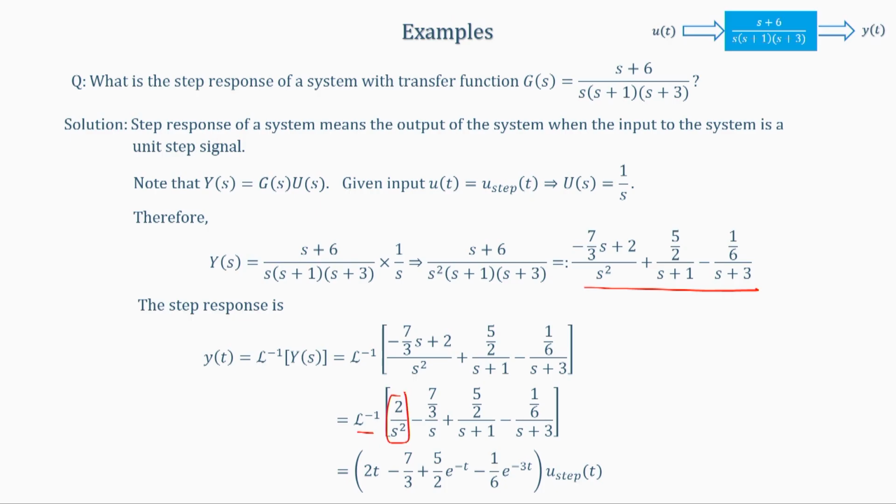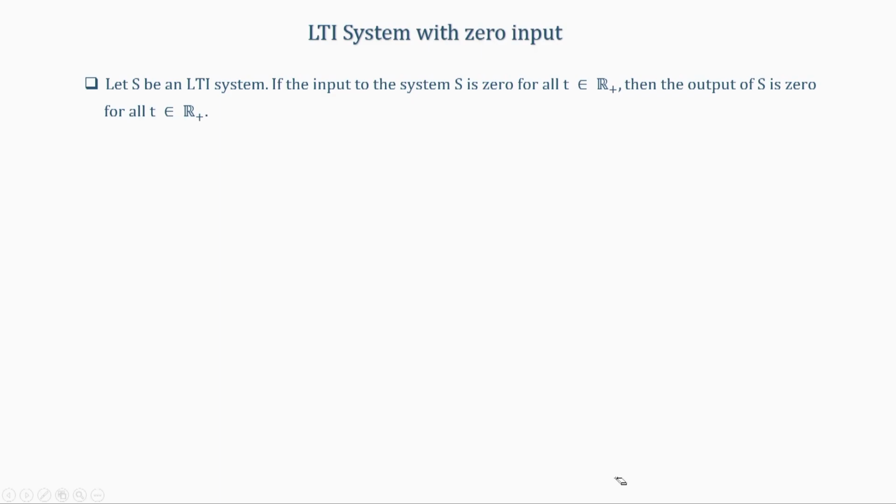The Laplace inverse of 2 by s square is 2t, because the Laplace transform of t is 1 by s square. I know that. So, what will this be? This will be 2t, right. So, that is how I found it. And then the Laplace inverse of 7 by 3 by s is 7 by 3 u step. Then 5 by 2 by s plus 1 gives 5 by 2 e to the power minus t, and 1 by 6 e to the power minus 3t, and so we have the step response of the system.